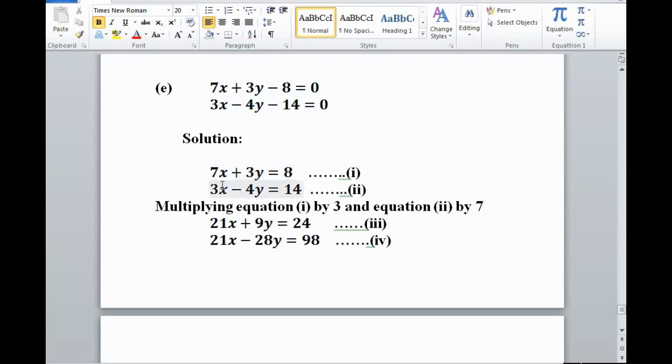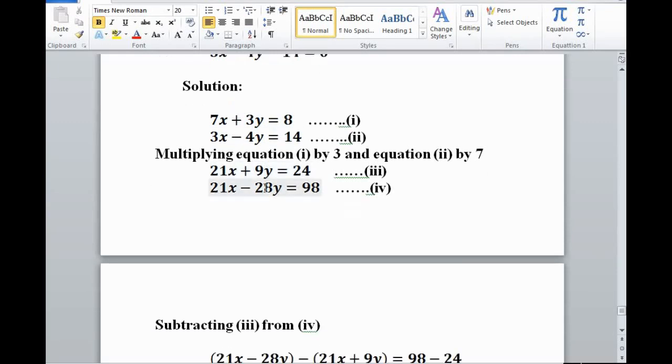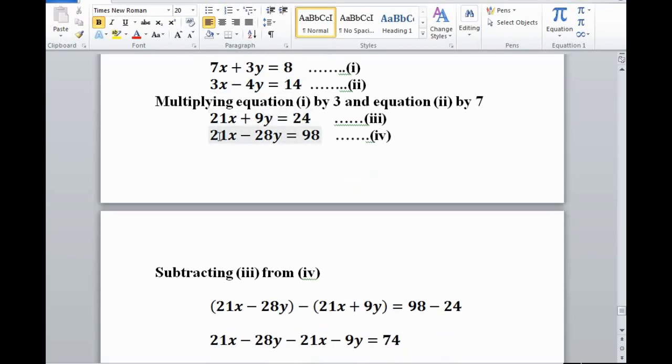And if you check the coefficients of these two variables x and y, we have different values for the coefficients of x and y in these two equations. So I'm going to multiply equation 1 by 3 and equation 2 by 7. So 7 times 3, 21x, 3 times 3, 9, and 8 times 3, 24. Same as equation 2 by 7, 3 times 7, 21, 4 times 7, 28, and 14 times 7, 98. And now we are having the same coefficients of x in both the equations.